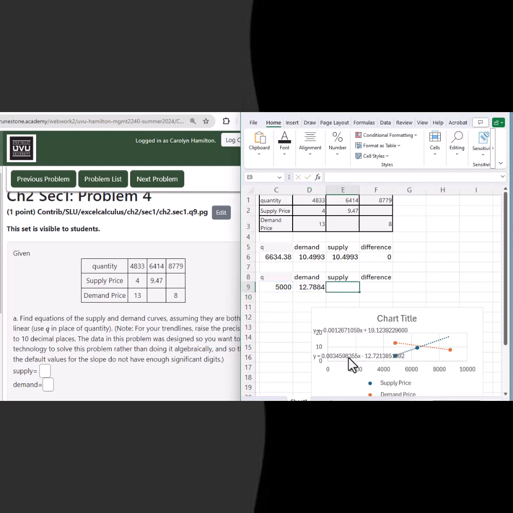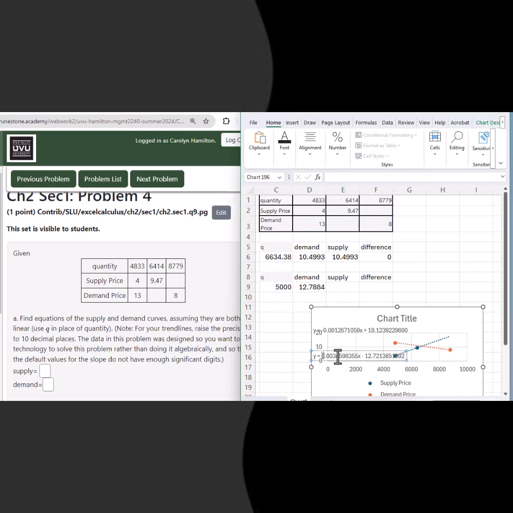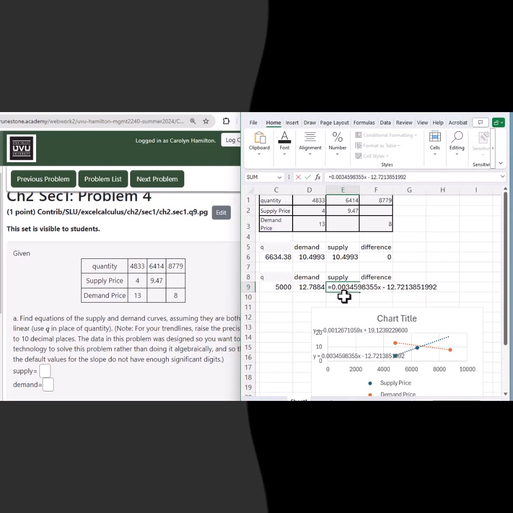And for supply, let me grab that function, copy it in, don't forget the equal sign, put in the multiplication, and put a reference to the number of units. Now let's do a difference, and set that difference equal to 0 with goal seek.